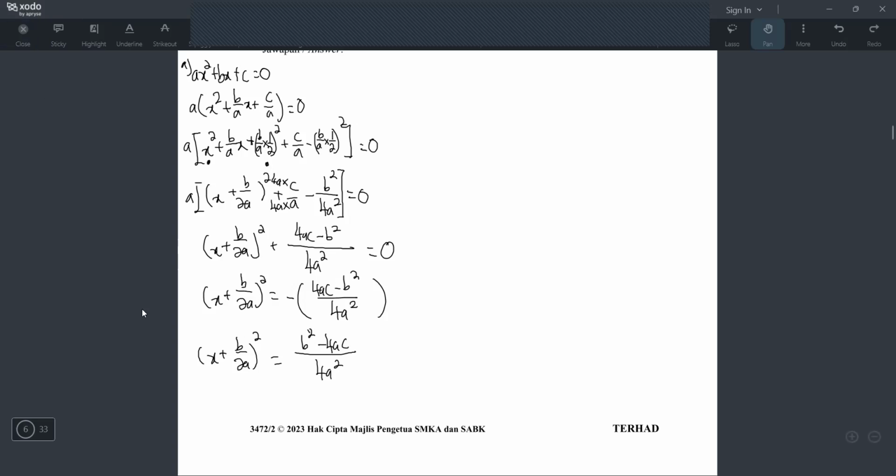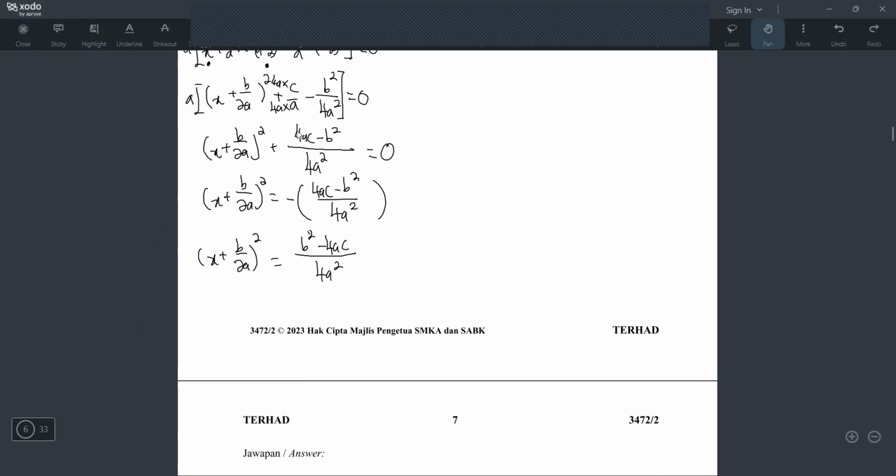But since I'm finding x, I will move the square to the other side. So it will become x plus b over 2a. The square becomes square root, right? So this whole thing, I have to square root it, b squared minus 4ac over 4a squared, okay? But when we square root it, we have to write plus minus in front, okay? Because in Addmaths, when we square root, we always have to write this, right? So what happens when I square root this whole thing?